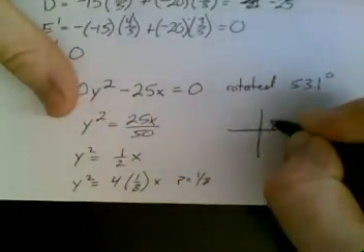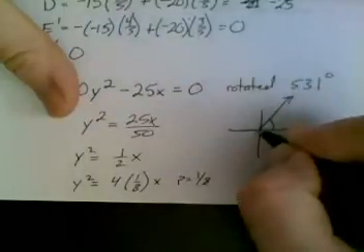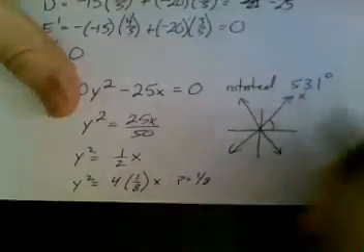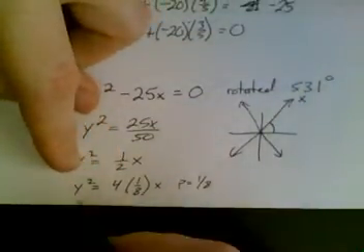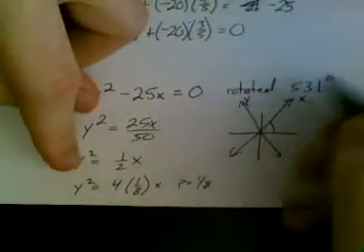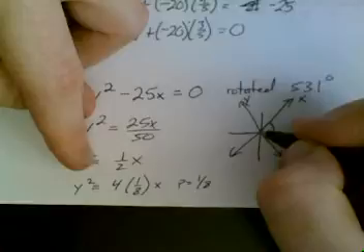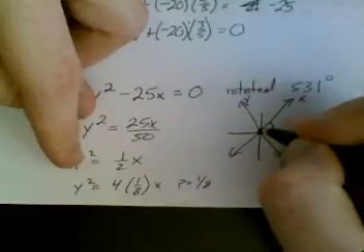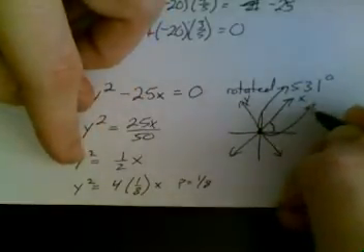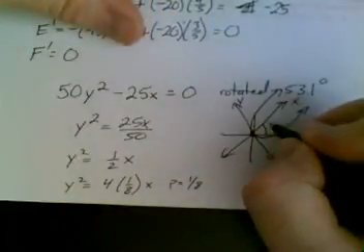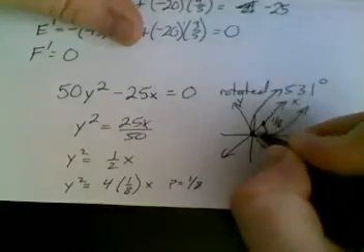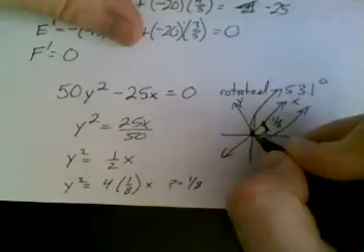rotated 53 degrees. This is my new x and this is my new y. It's going to be a parabola in the y squared direction. This is the y, so that means it's going to be squared going this direction here. And it's going to have its vertex at the origin coming out this way with a distance of 1/8 between the vertex and the focus.